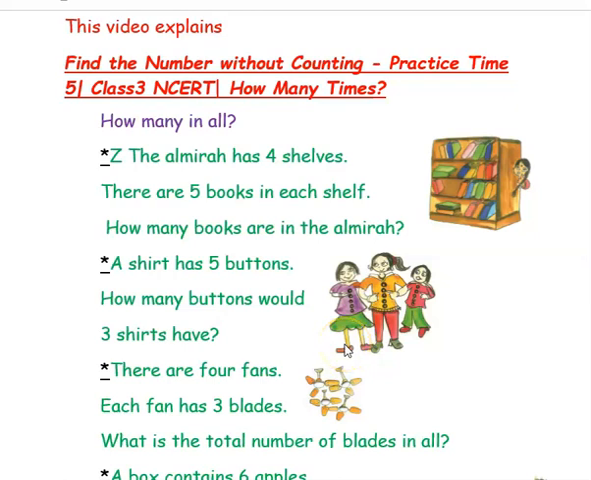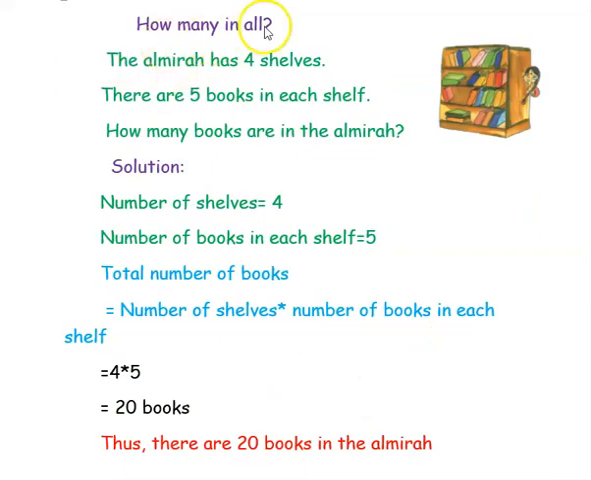In this video, we are going to see a few examples on how to find the number without actually counting it, by using multiplication. How many in all? So the first example is: the almirah has 4 shelves. There are 5 books in each shelf. How many books are there in the almirah?